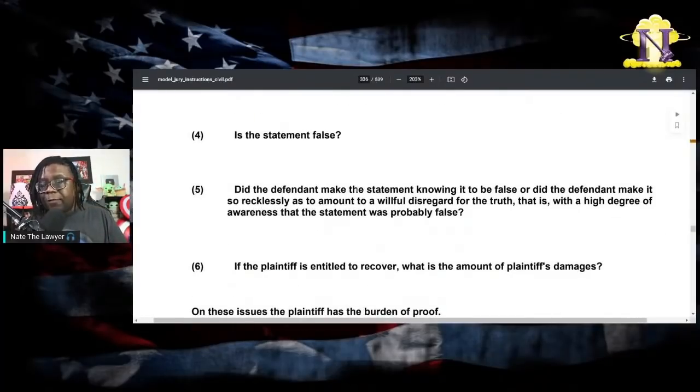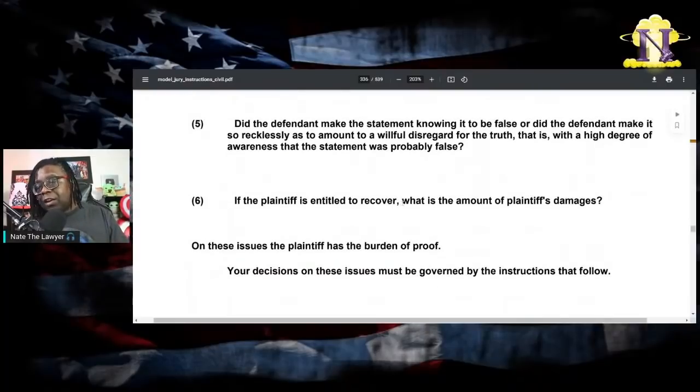Number 5: did the defendant make the statements knowing them to be false, or did the defendant make the statement so recklessly as to amount to a willful disregard of the truth? That is, with a high degree of awareness that the statement was probably false. That in and of itself is what's known as actual malice, right? But you have this already too, because if she just made it up, then you have actual malice, because she had to know it's false. So if she made it up, it's actual malice. Most of us think the actual malice is not going to be an issue.